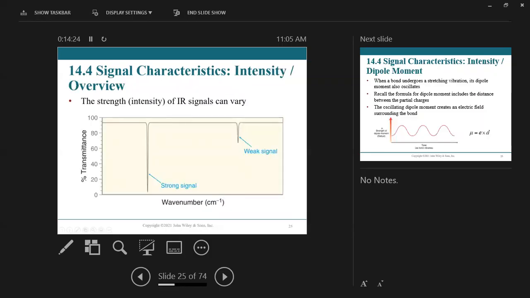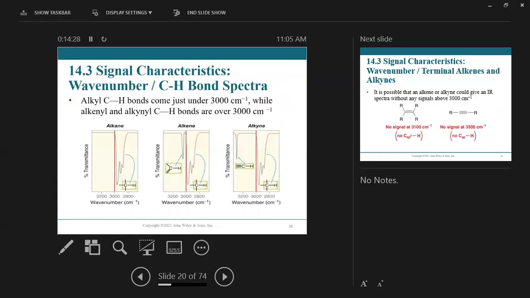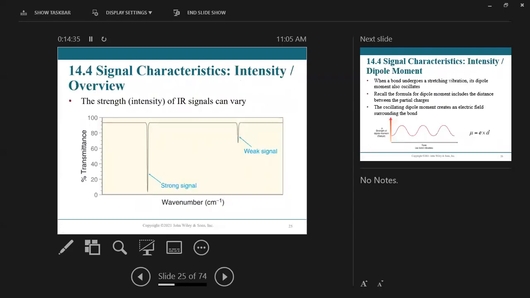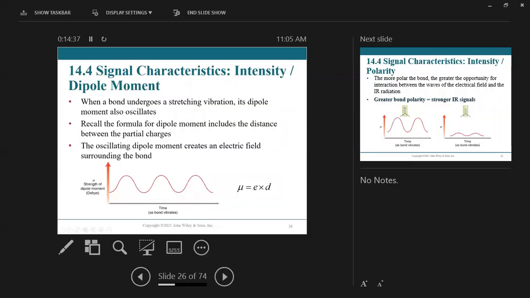So the intensity of IR signals can vary. And you've seen that, if we come up here, we see different intensities and strengths. When a bond undergoes stretching vibration, its dipole moment also oscillates. Recall the formula for dipole moment includes the distance between the partial charges. The oscillating dipole moment creates an electric field surrounding the bond.